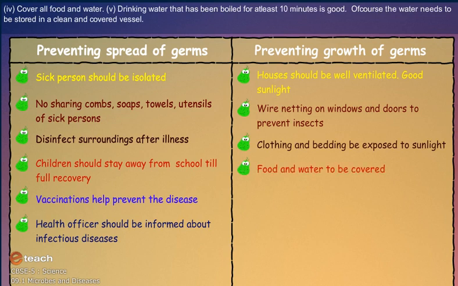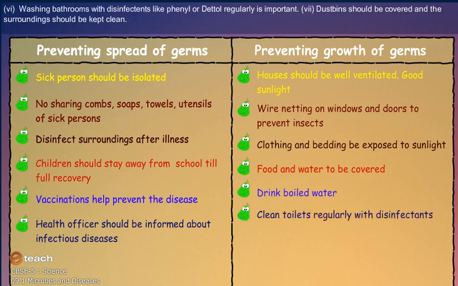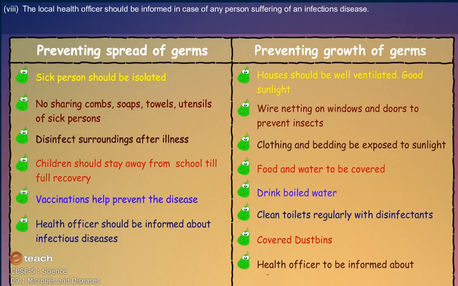Cover all food and water. Drinking water that has been boiled for at least 10 minutes is good. Of course, the water needs to be stored in a clean and covered vessel. Washing bathrooms with disinfectants like phenyl or Dettol regularly is important. Dustbins should be covered and the surroundings should be kept clean. The local health officer should be informed in any case of a person suffering an infectious disease.